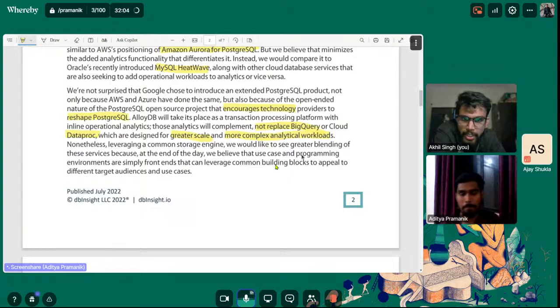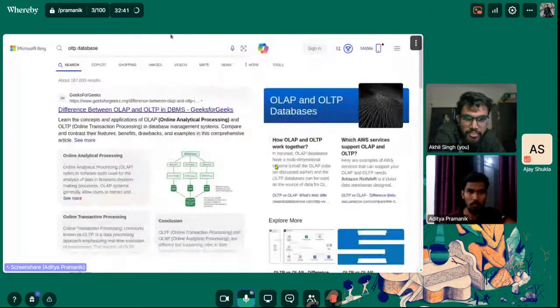BigQuery or Cloud Dataproc are designed for greater scale and more complex analytical workloads. You can compare BigQuery with Snowflake, if you know about Snowflake. Nonetheless, leveraging a common storage engine, we would like to see greater blending of these services. At the end of the day, we believe that use case and programming environments are simply front ends that can leverage common building blocks to appeal to different target audiences and use cases. So in the last line, they have written that ultimately the use case of any DB, simple or complex, is to be a front end over the basic building blocks to appeal to different target audiences and use cases in a much better, more efficient way.